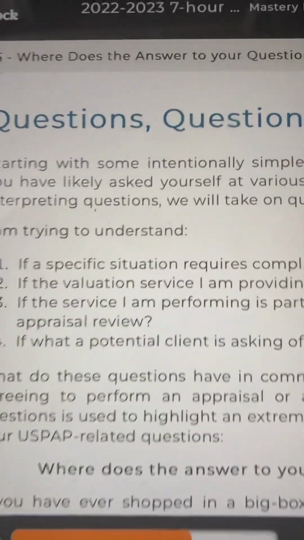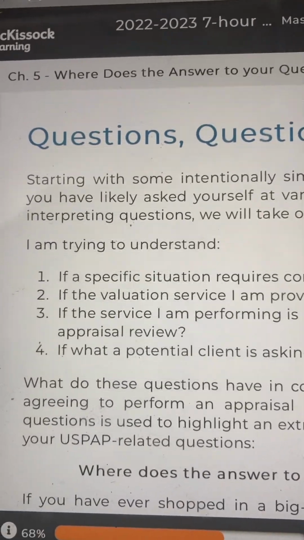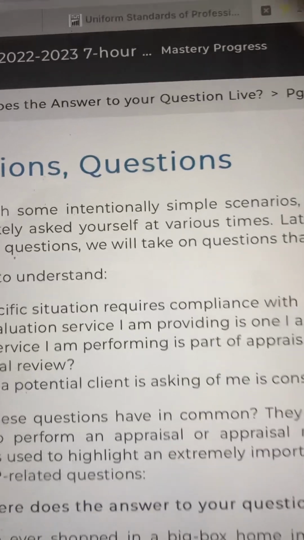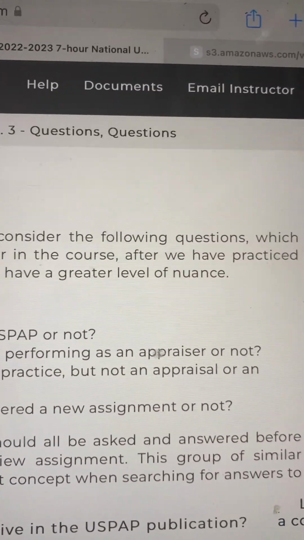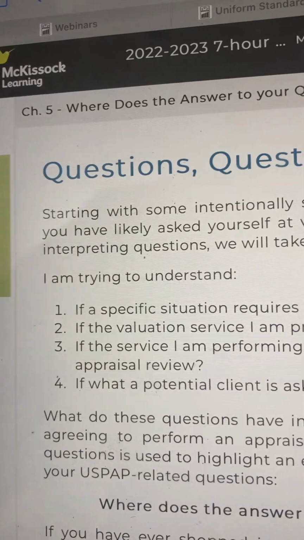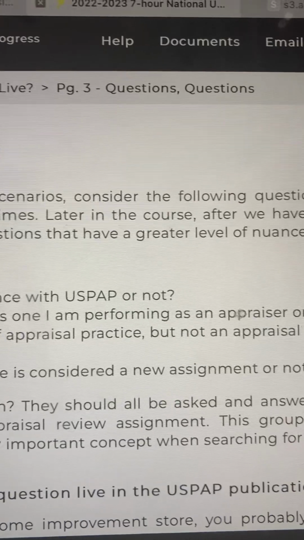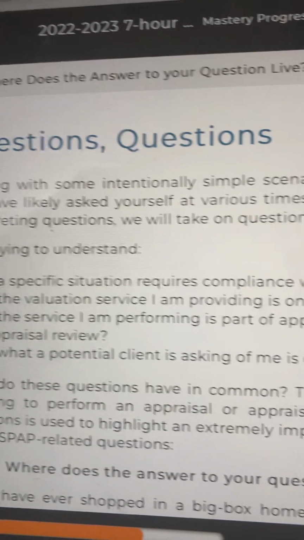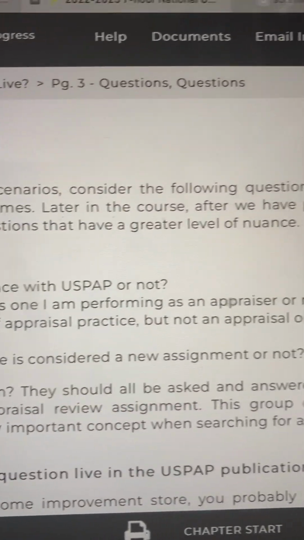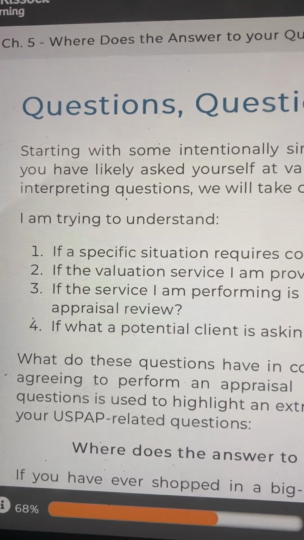Page 3. Questions. Starting with some intentionally simple scenarios, consider the following questions, which you have likely asked yourself at various times. Later in the course, after we have practiced interpreting questions, we will take on questions that have a greater level of nuance.